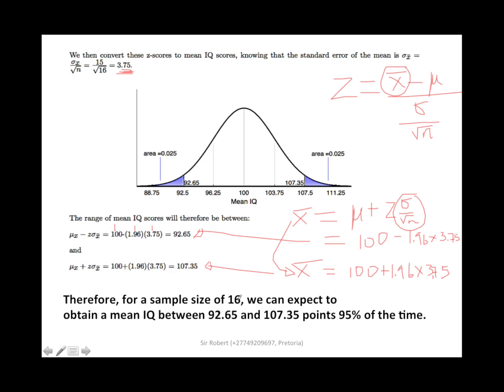So, therefore, for a sample size of 16, we can expect to obtain a mean IQ between 92.65 and 107.35 95% of the time. So between 92.65 and 107.35 will give us a 95% chance.